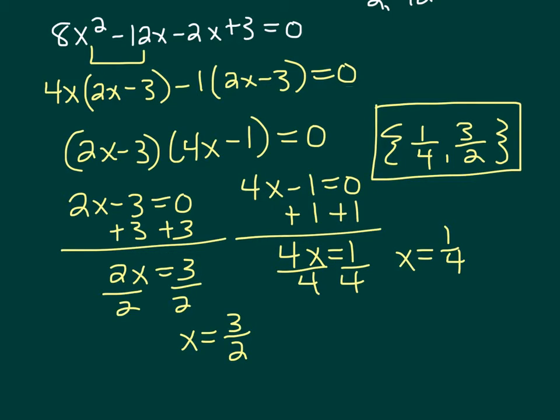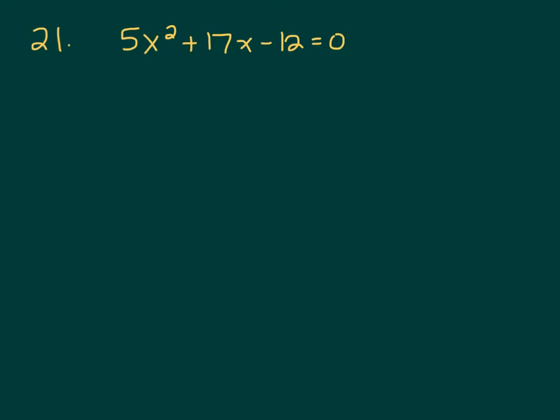One more in this section. 5x squared plus 17x minus 12. This one, guess and check would be okay because you only have one option. It has to be 5x and x. I'm going to factor by grouping. So we got -60. Two numbers that multiply to give me -60 and add to give me 17. So one number is positive, one number is negative. We're looking for a difference of 17.